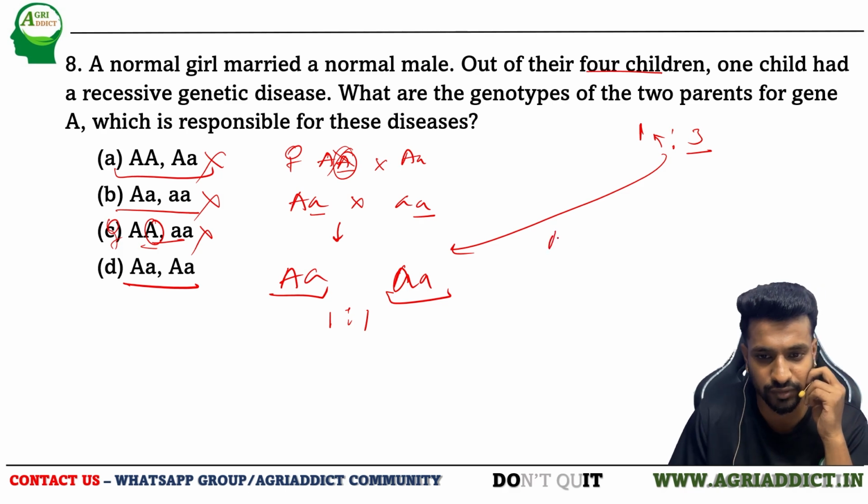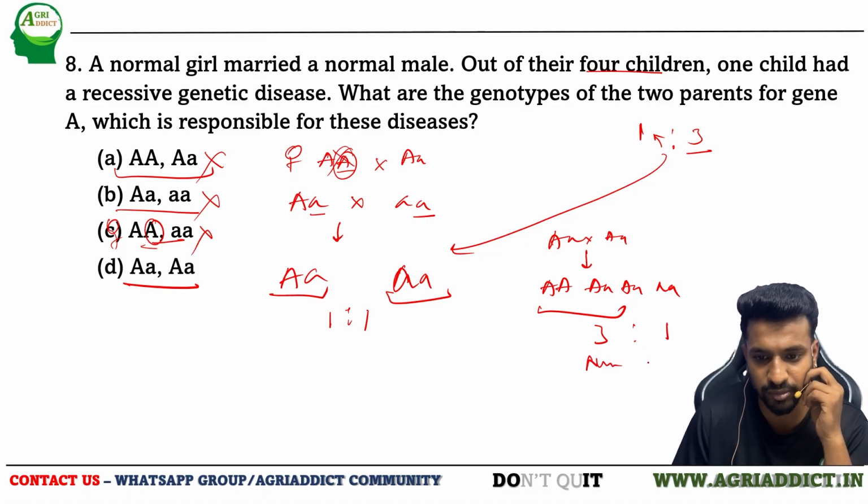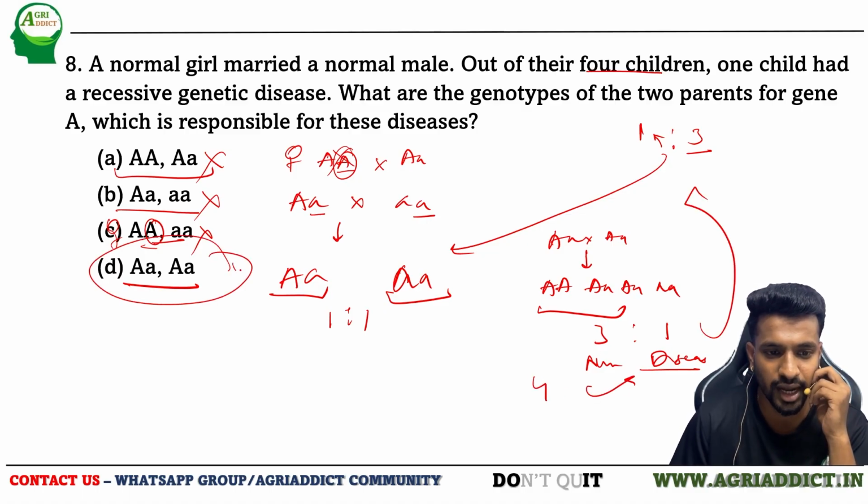Let us try the fourth one. Capital A small a crossed with capital A small a gives capital A capital A, capital A small a, capital A small a, and small a small a, out of which this is 3 times and this is 1. That is, the phenotypic ratio would be 3:1, 3 normal and 1 diseased. So this is exactly matching our question, where out of 4 only 1 is diseased. So this will be our answer.